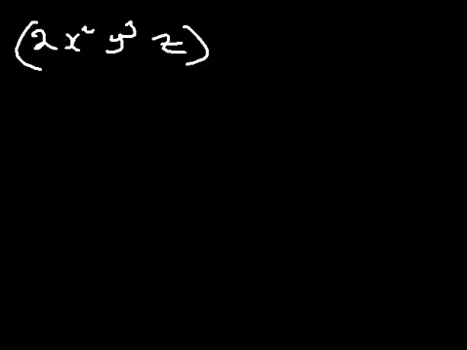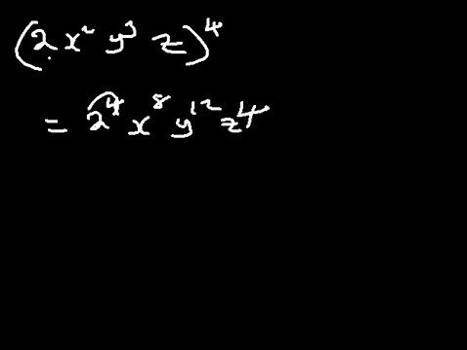And how about if we have this case: 2x squared y cubed z, all to the power 4. What is this according to the laws of indices? You can see that all the expressions here are multiplied, so the power will be distributed to all of them. In that case we have 2 to the power 4, x to the power 8, y to the power 12, z to the power 4. And of course you can simplify that as much as is simplifiable. So keep that in mind.